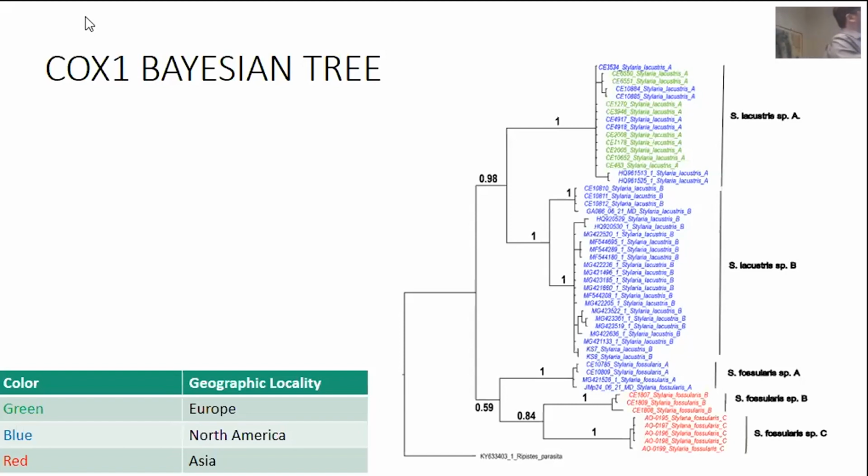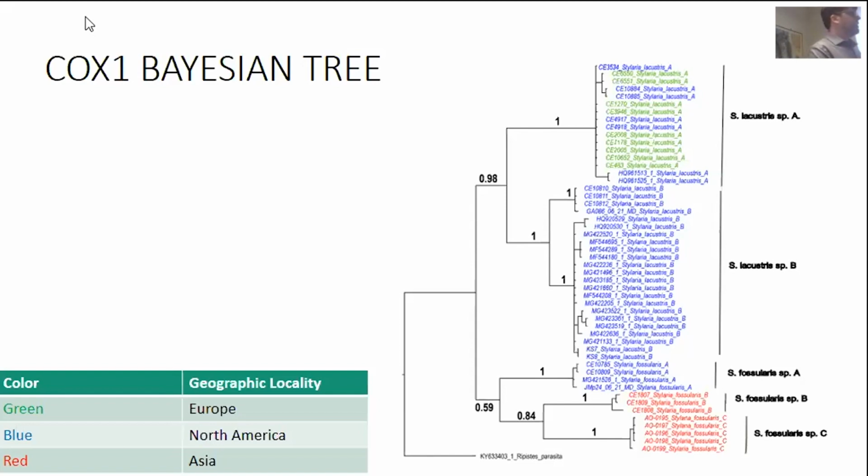And then down this big block right here, these are our unknown S. lacustris. These are the majority of the Stylaria lacustris from North America. So we have Louisiana and Maryland, a whole block of Canada, and then some Kansas ones. And then towards the bottom, we have our North American Stylaria fossularis, so our sensu stricto fossularis.